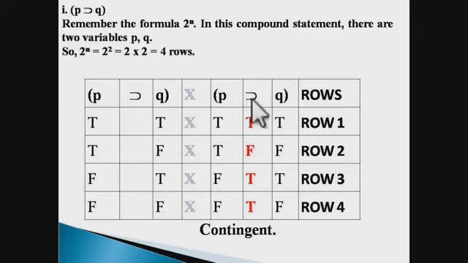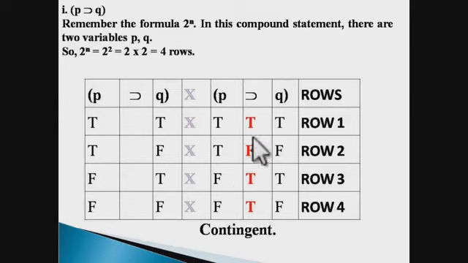A conditional statement is false when the antecedent is true and the consequent is false. Here, the antecedent is true, the consequent is true, so it is true. Go back and check the table we drew previously. When the antecedent is true and the consequent is true for a conditional statement, it is true, so we put true here. When the antecedent is true and the consequent is false, it is false, so we put false here. When the antecedent is false and the consequent is true, it is true. When the antecedent is false and the consequent is false, it is true. Remember we said that a conditional statement with a false antecedent is necessarily true.